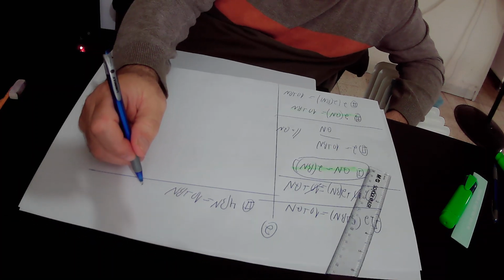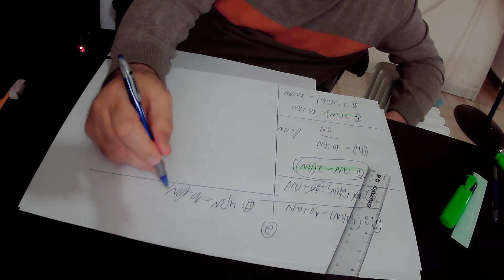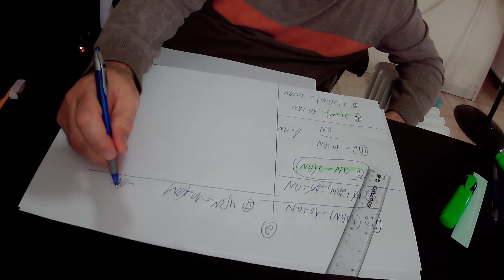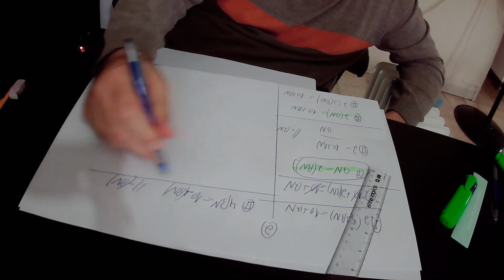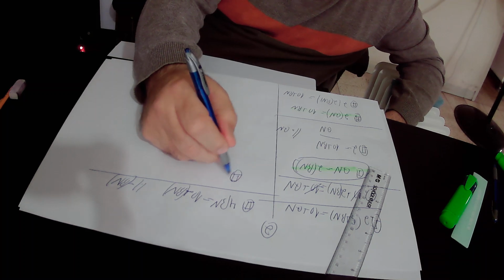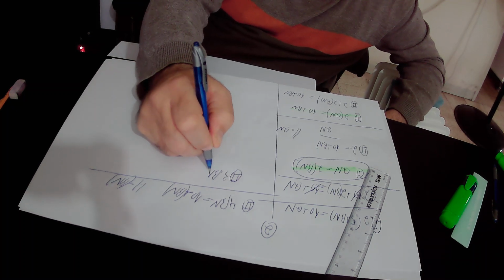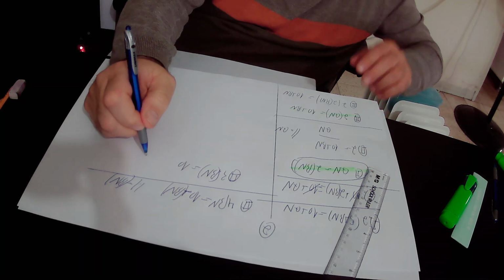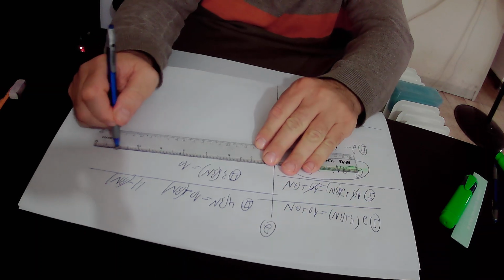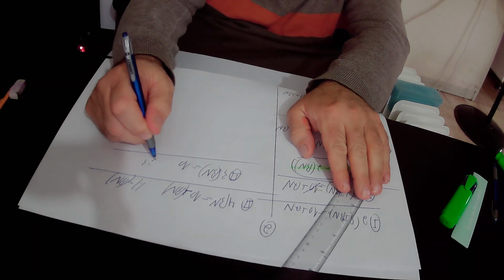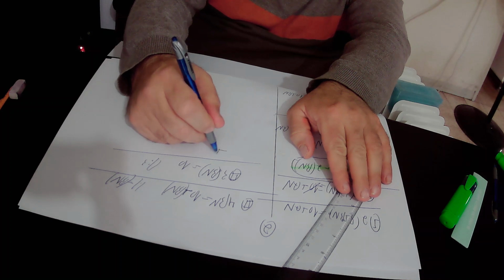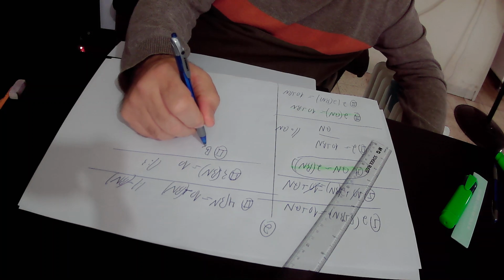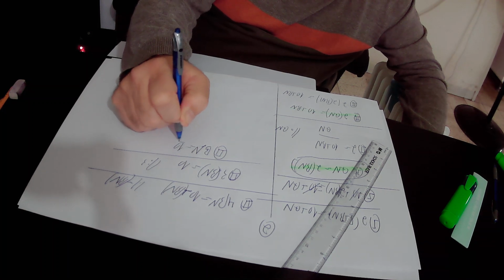Here we subtract Bn from equation number 2, and we get that 4Bn minus Bn is 3Bn. So 3Bn equals 10. Here we divide this equation number 2 by 3, and we get that Bn equals 10 over 3.